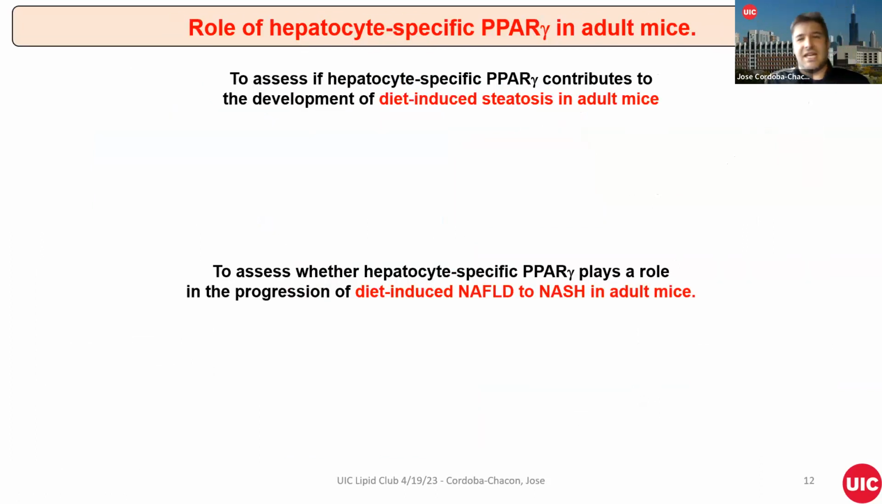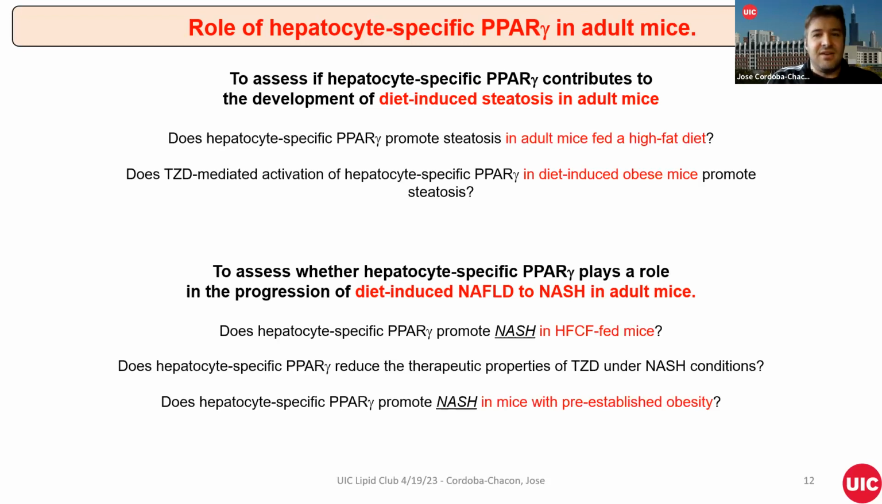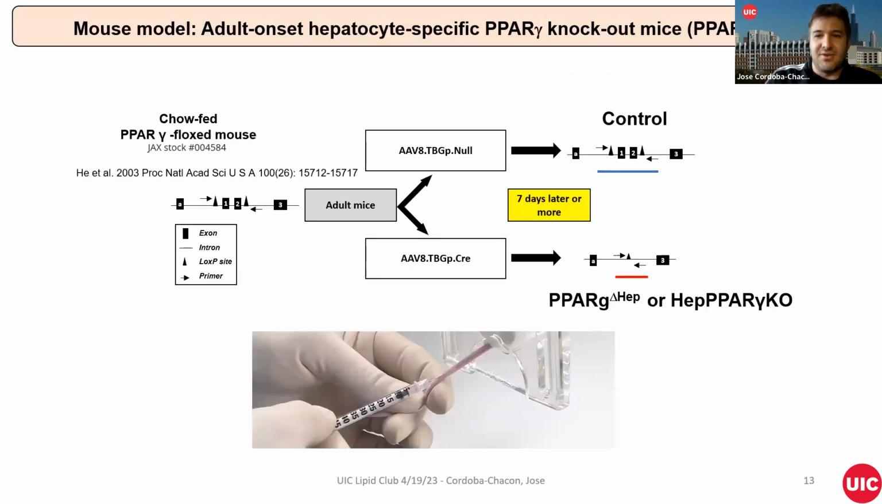So what we have tried to do in my group is to assess if the actions of PPAR gamma in hepatocytes contribute to this steatosis in normal mice that are fed just a simple high-fat diet. And also, we assessed for the first time what is the role of this PPAR gamma in hepatocytes in the progression of non-alcoholic fatty liver disease and NASH, because that one wasn't previously studied. And to do that, we made some specific questions that we will show you now.